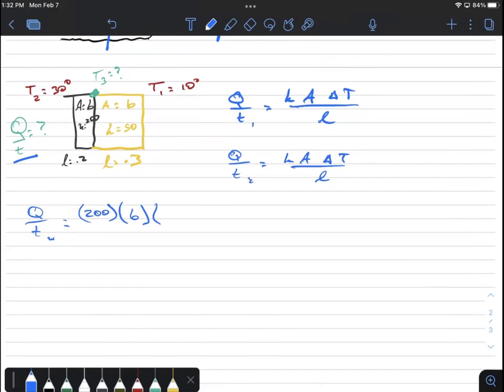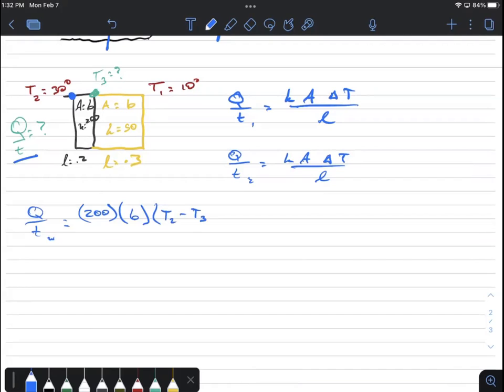So when I'm looking at the object, remember, I'm only looking at the wall right now. I'm not doing the whole system. This is just for the wall by itself. Well, the wall has T2 over here on the left and T3 on its right. So I would say it's T2 minus T3.